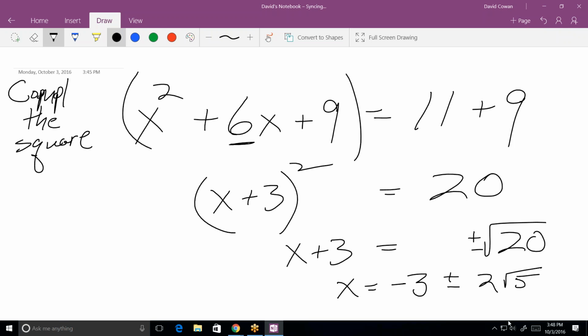Now, this looks a lot like an answer that I would have gotten if I'd used the quadratic formula, right? Well, I didn't, but I got the same answer. And that's because the quadratic formula, they arrived at that by completing the square. In other words, the completing the square process was known long before the quadratic formula was. And they came up with it by completing the square starting with standard format.